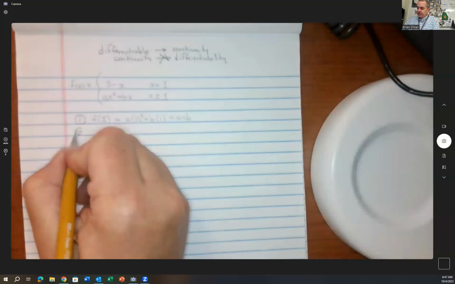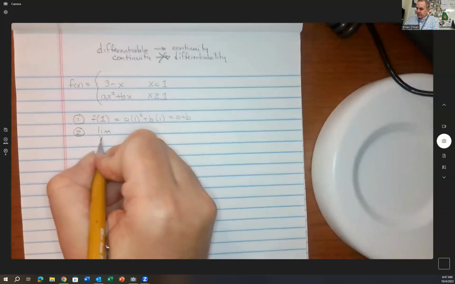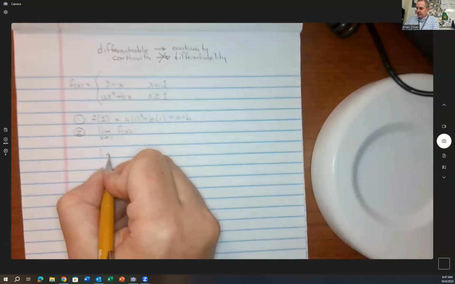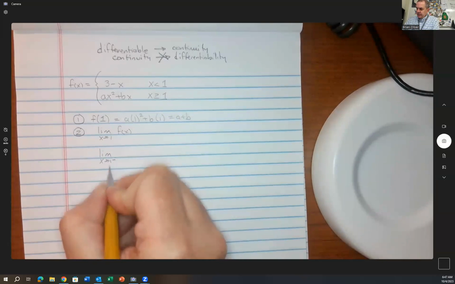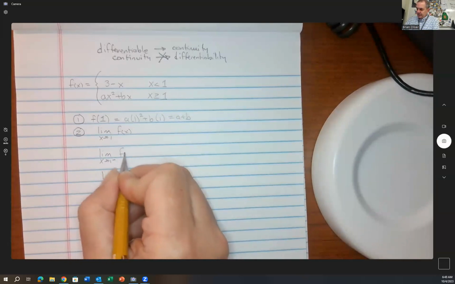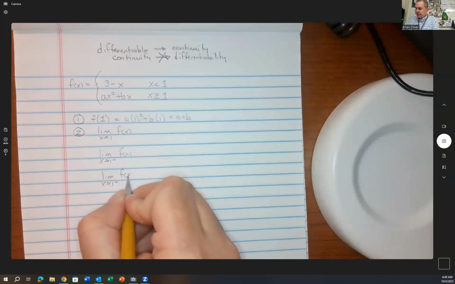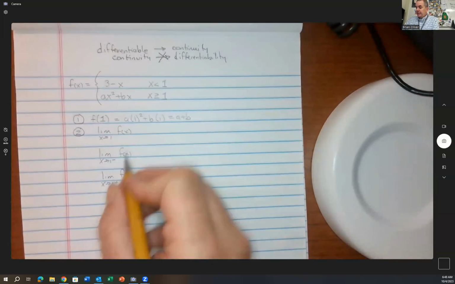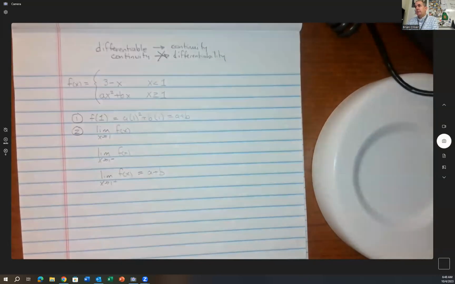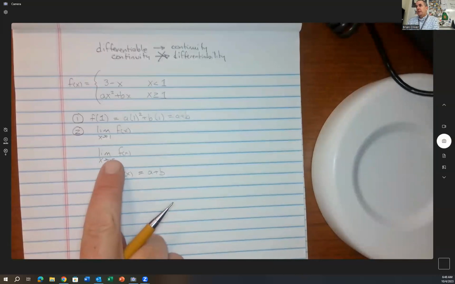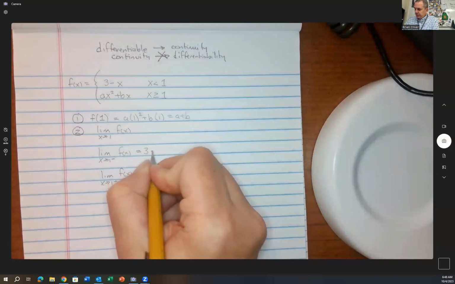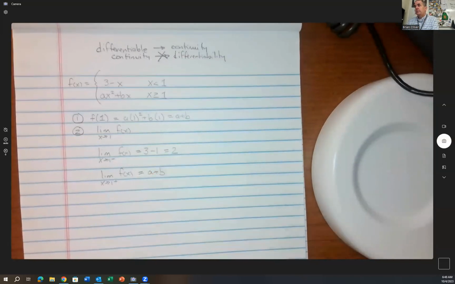The second thing is I need to look at the limit. The limit as x approaches 1 of f of x needs to exist. So I need to look at the limit from the left and the limit from the right of f of x and see if those are the same. From the right, it's what we've already done up top, which is a plus b. From the left, we use the 3 minus x piece, so 3 minus 1, which equals 2.